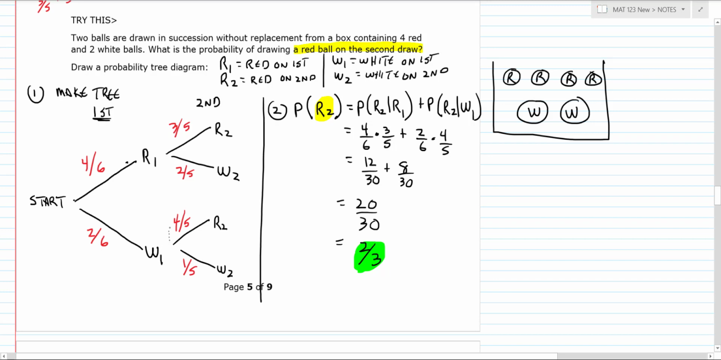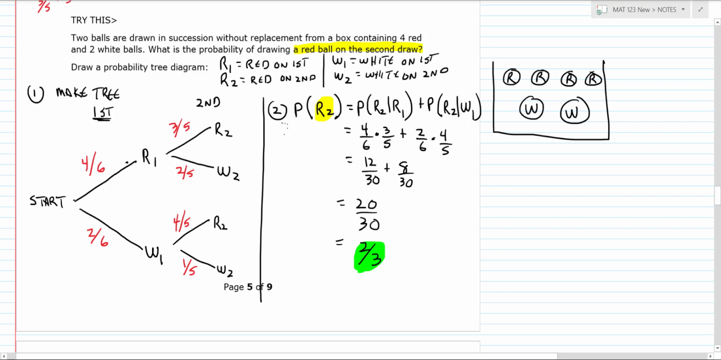Okay. The next part from the white one, you should have branched out into R2 and W2. Now we're taking out a white. So let's say we got a white on the first draw. The probability of red now is 4/5. The probability of white now is 1/5. So you take it out and don't replace it like that. All right, so that's kind of how you do that.